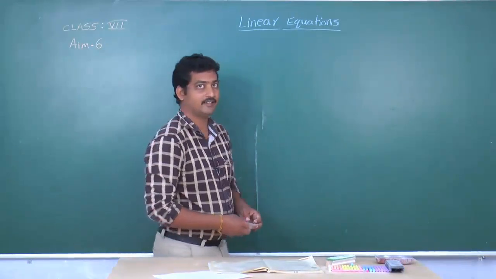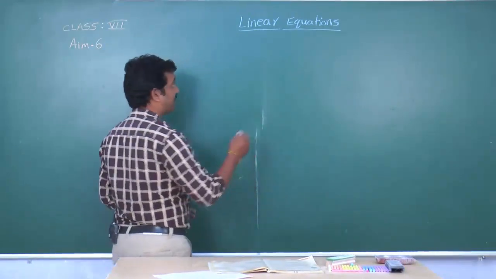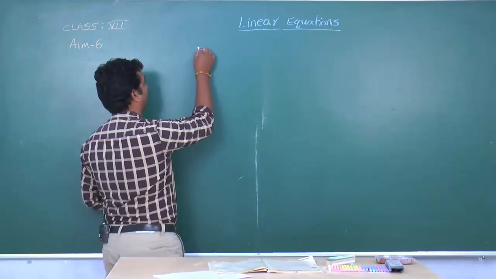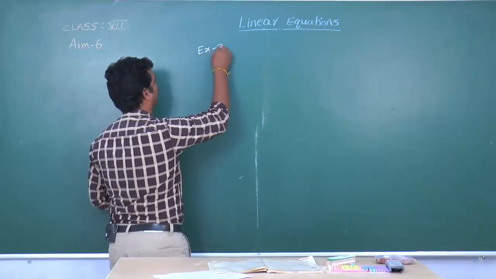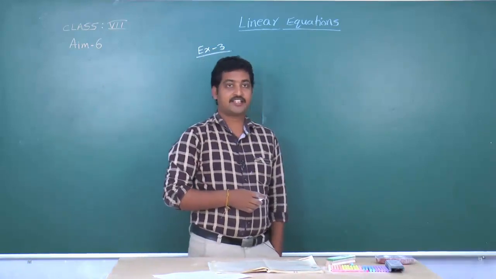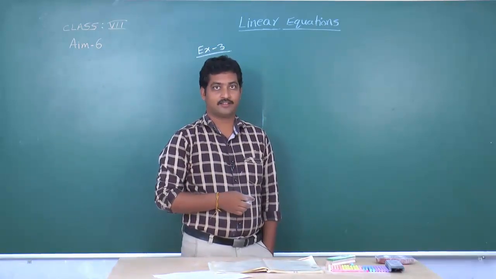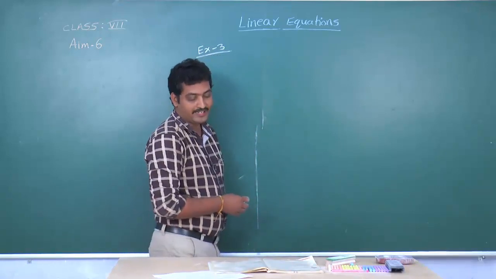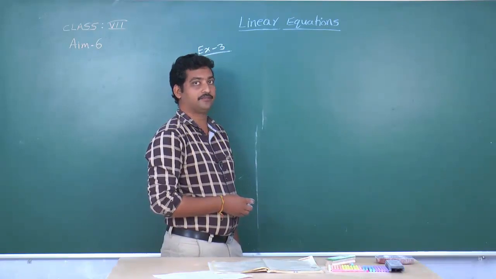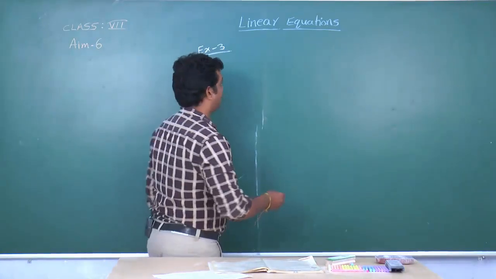Children, let us see the third model related to the fractions. Example 3. A fraction is such that if the numerator is multiplied by 3 and denominator is reduced by 3, then what is the first one?